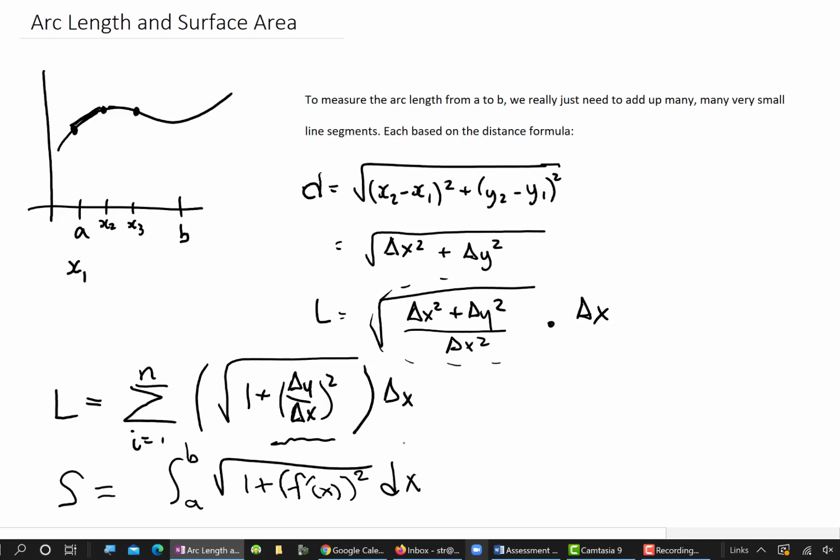And this works, again, as long as we can take the antiderivative, which is as long as f of x is continuous on the interval a to b.